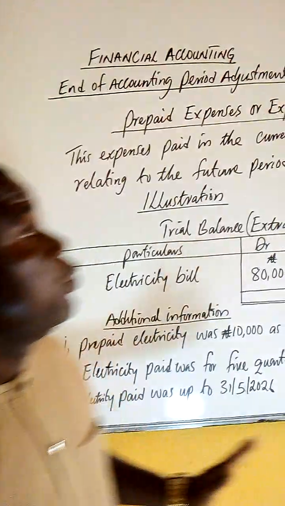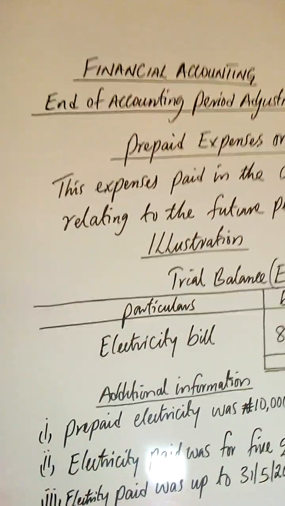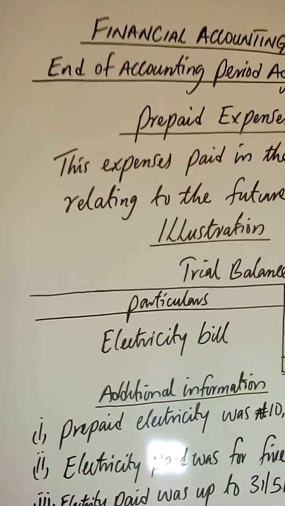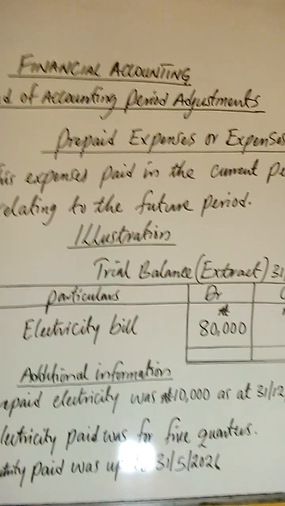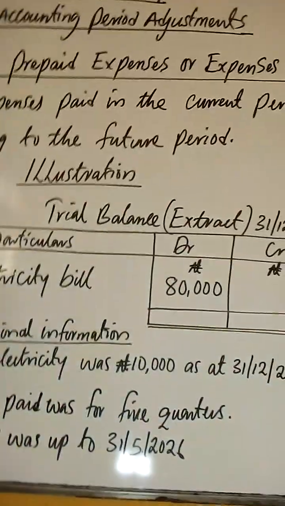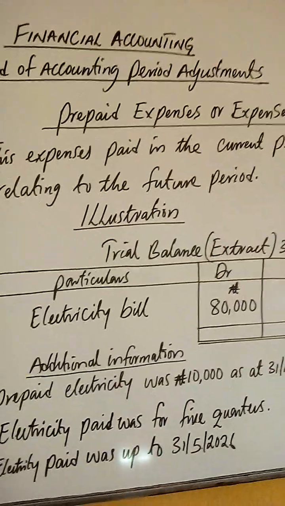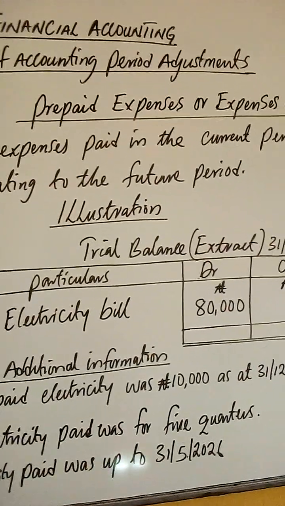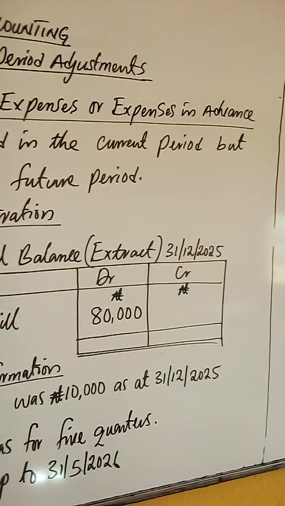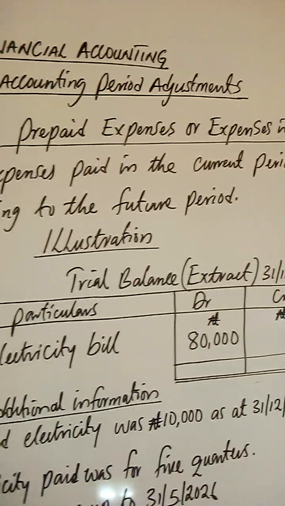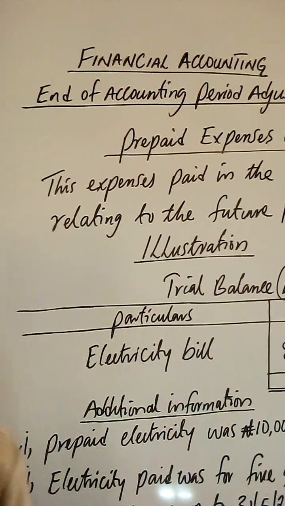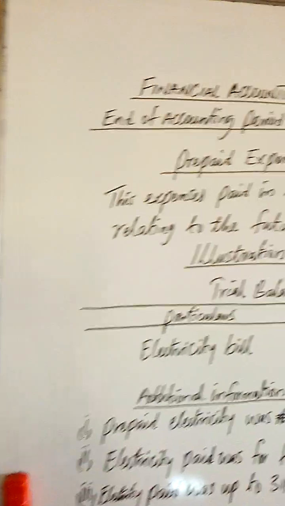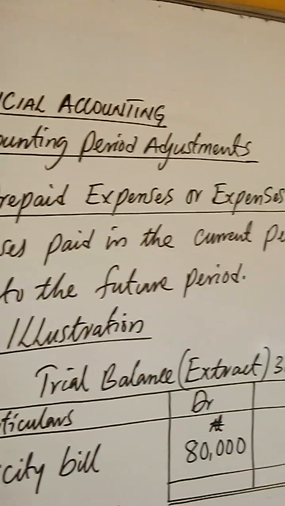In today's video and class, mind you, we are still on end of accounting period adjustment, and we have treated inventory, we have treated closing inventory, we have treated accrued expenses. We are on the third one, which is called prepaid expenses, or what is called expenses in advance, expenses paid in advance. So we are going to look at how we are going to treat the expenses as prepaid as an adjustment. What do you mean by prepaid expenses or expenses paid in advance?